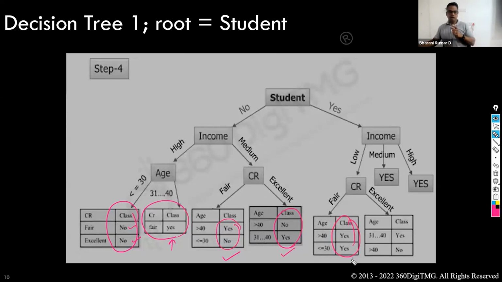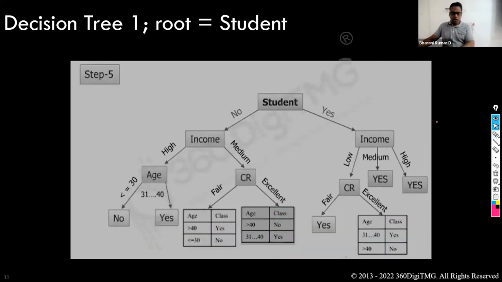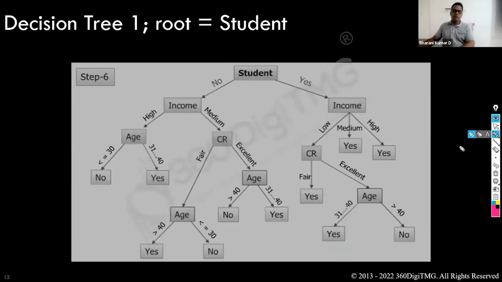Here, do you split it further? No. Why don't you split it? Because both the classes have the same value. Here, do we split it further? Yes. Why? Because both are different. Okay. So continue splitting in that way. And what does the decision tree do? It will give you rules.